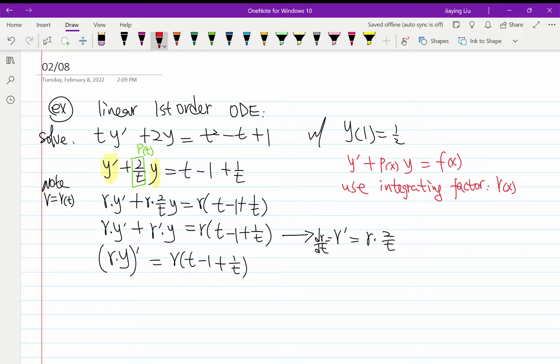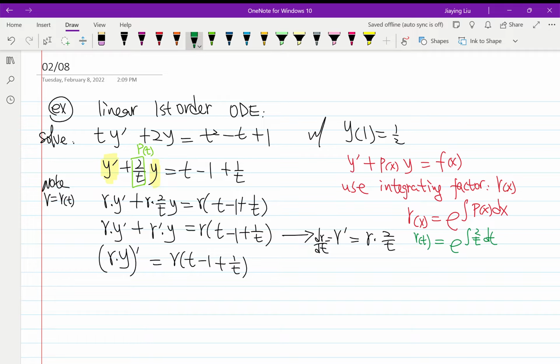The formula is that the integrating factor r of x is always equal to e, base e, with the exponent being the integral of p of x dx. In this case, p of x is equivalent to 2 over t. So we can use the shortcut: r of t is equal to base e, in the exponent the integral of 2 over t dt.